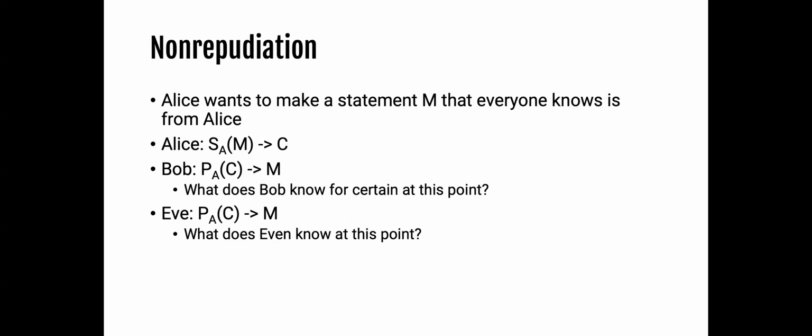All right, and then non-repudiation. This is the question that Emma was asking, right? What is non-repudiation? So let's suppose that Alice wants to make a statement that everyone knows is from Alice. So basically, Alice wants to let everyone know that she herself is the person who sent the statement.